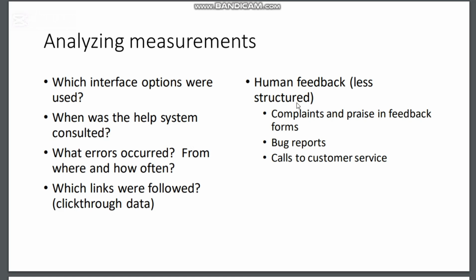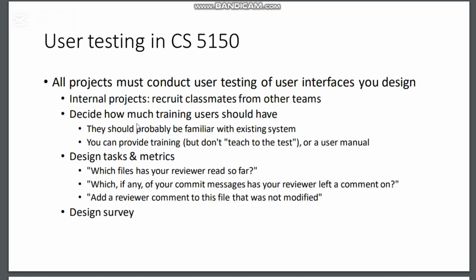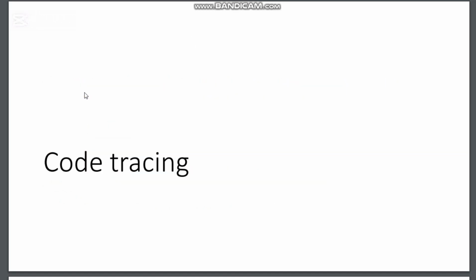Human feedback is less structured. Refining designs: do not allow test evaluators to become test designers, as designers are poor evaluators of their own work. Designers and evaluators must work as a team, but not try to do each other's work. Evaluators must be different, as we have already seen that designers are poor evaluators of their own work. User testing must be done in the project.